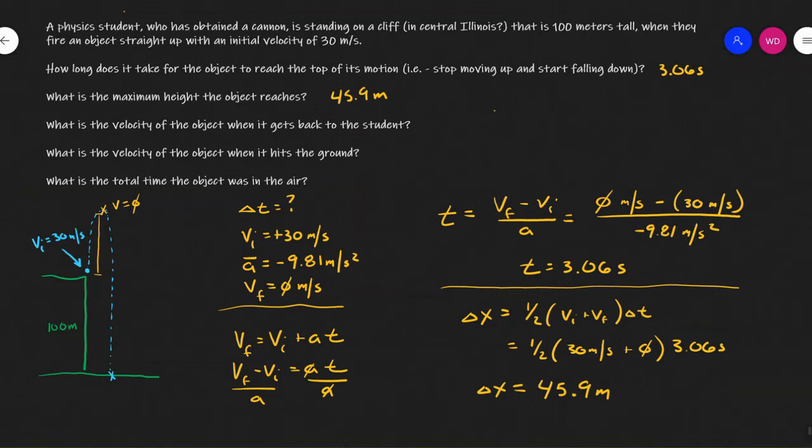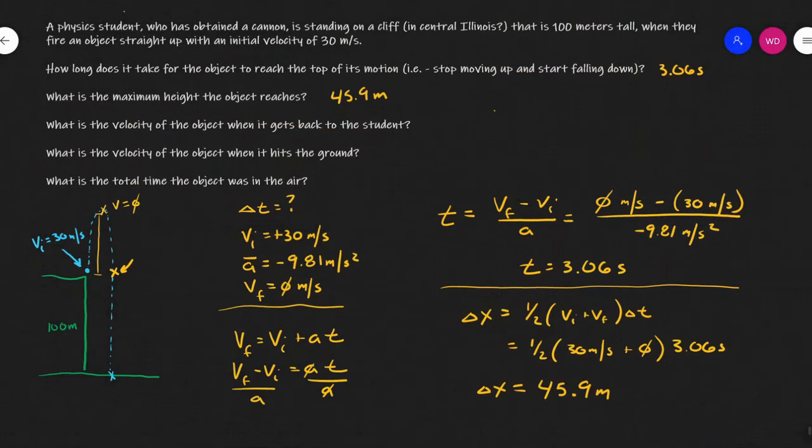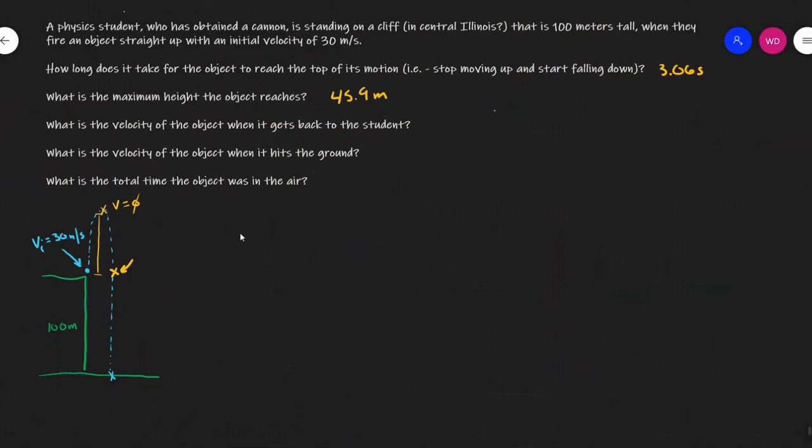Then it asks, what is the velocity of the object when it gets back to the student? Since it's going straight up and then straight down, at some point, this point right here, it will be at the same vertical position that it started at. There's a couple ways that we can approach this problem conceptually as well as mathematically.